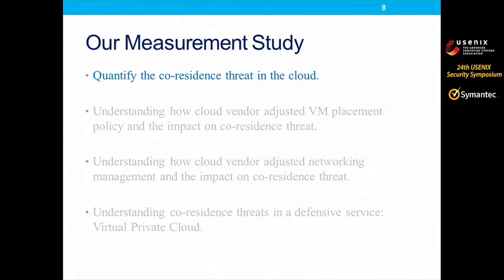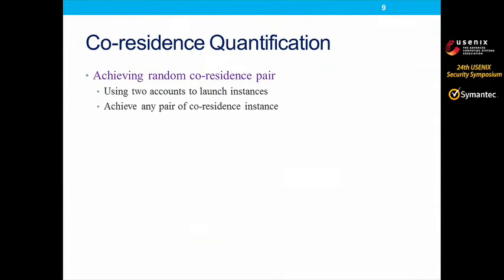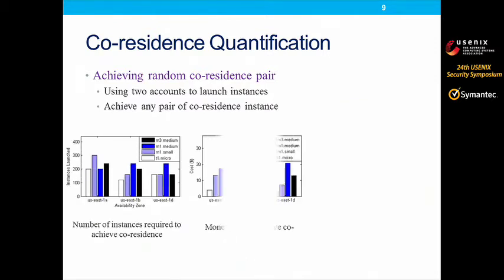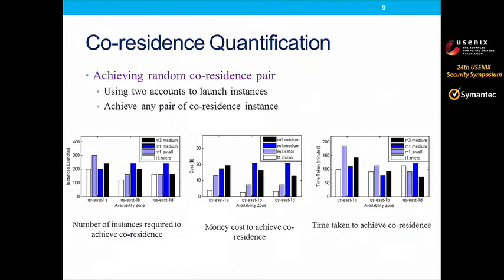To begin with, we first quantified the co-residence threat inside of EC2. Namely, we wanted to find out how much effort an attacker needs to pay to achieve co-residence in the environment. And first, we wanted to see how much effort is required for the attacker to get a random pair of instances located on the same physical machine. The following figures show the number of probing instances required to launch, the actual money cost, and the time taken to achieve a random pair of instances on the same physical machine. And the figures also show the statistics for different types of instances in different zones.